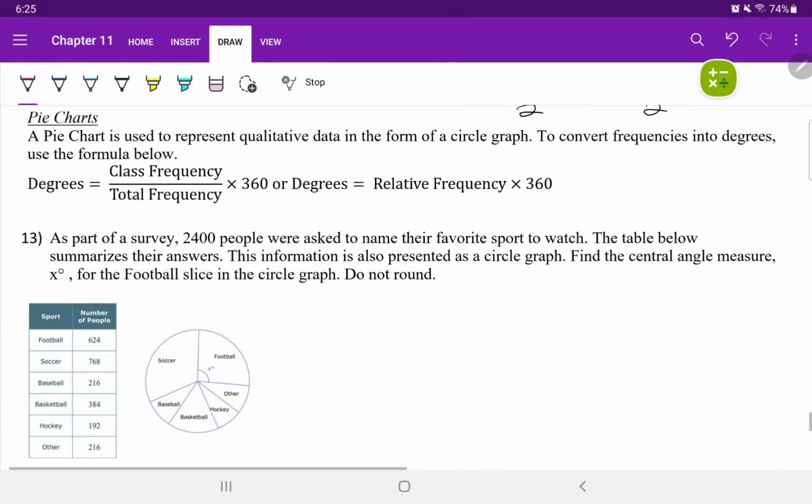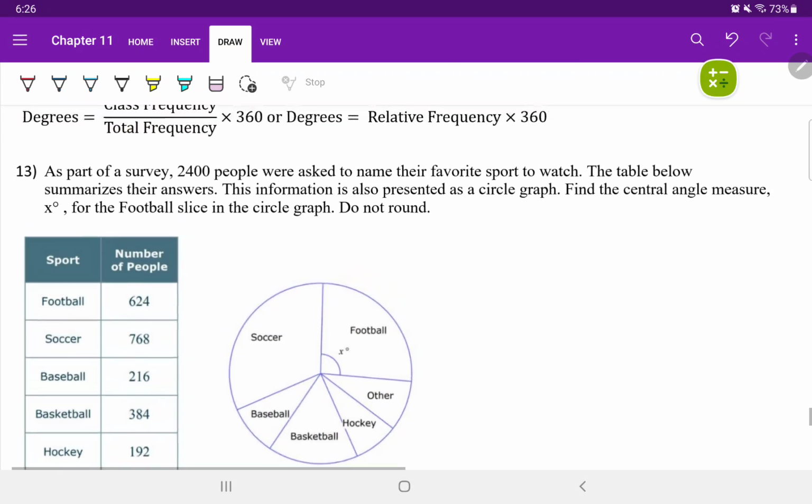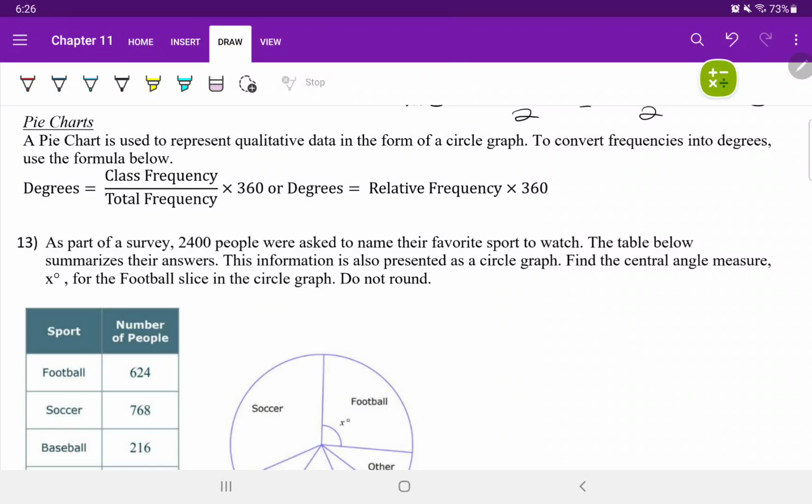All right, guys, last but not least, in this section, we have pie charts and pie graphs or circle graphs, whatever you want to call it. Now, when we create a pie graph, we use a protractor if we're doing it by hand, or usually Excel if we're doing it on a spreadsheet. But if we're doing it by hand, before we can even use the protractor, we must determine the size of the slice.